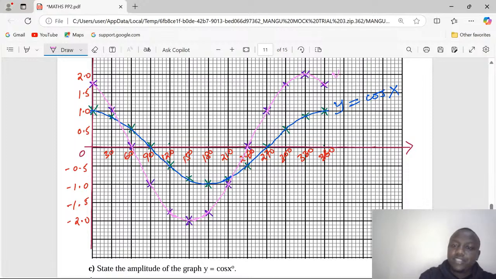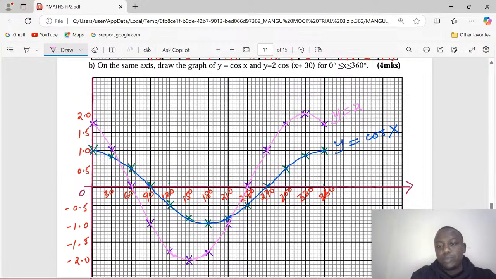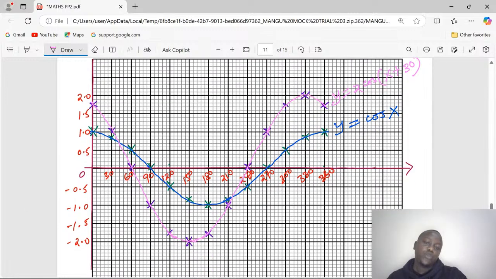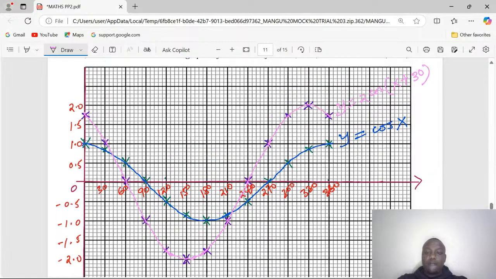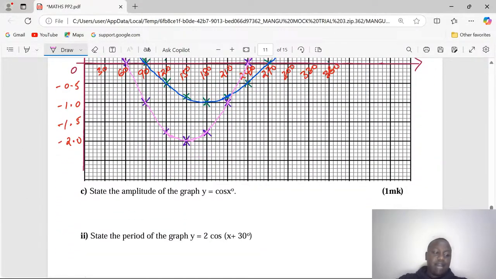The other curve is here now: y equals 2 multiplied by the cosine of x plus 30. So these are the two curves decently plotted. When I say you draw a curve, this is exactly what I expect from you. Now we go to the questions after the curve.